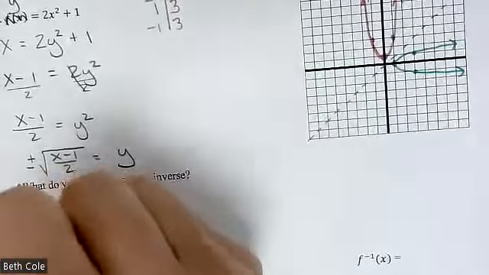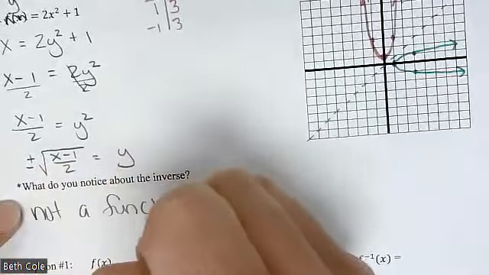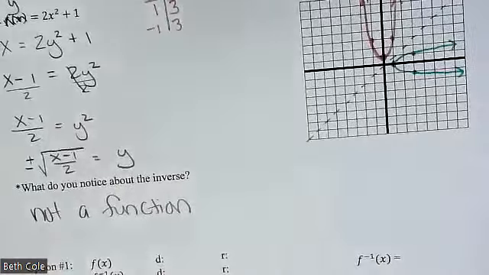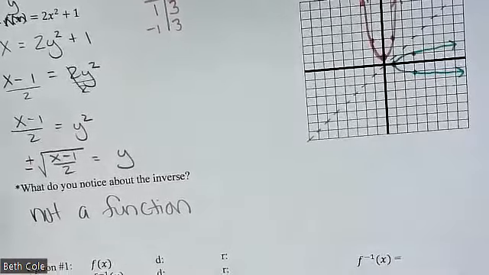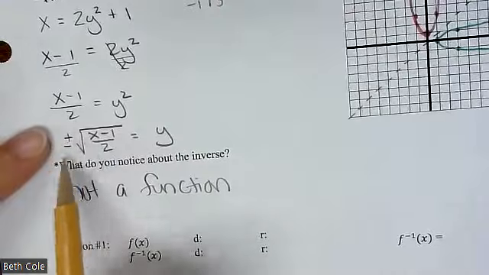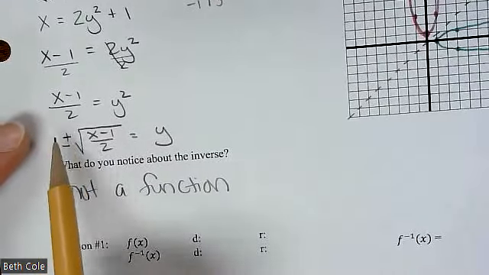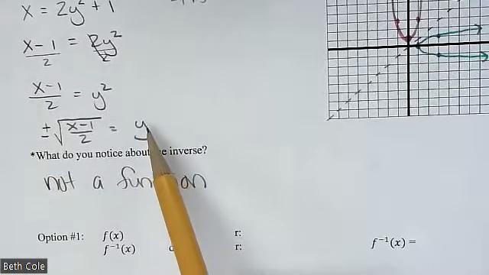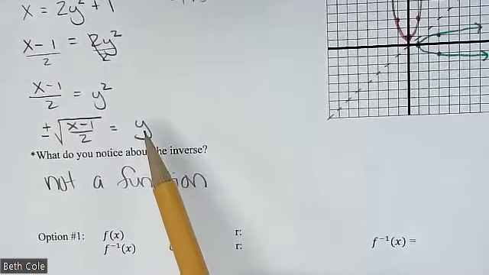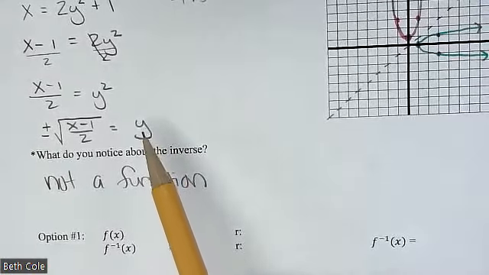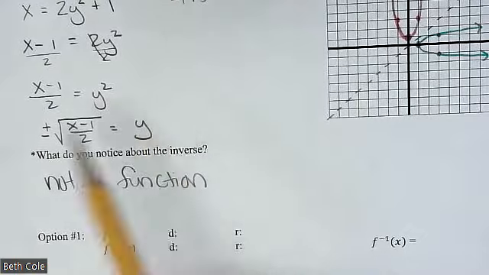It's not a function. Why not? The vertical line test. What happens here is because of the plus minus. The plus minus is what causes that. So the reason I didn't write F inverse is because it's not a function. So technically you can't say F inverse. All right, so that's why I wrote Y.